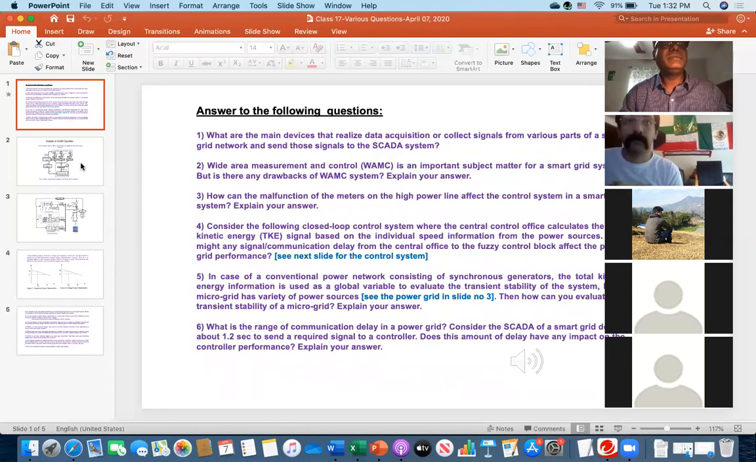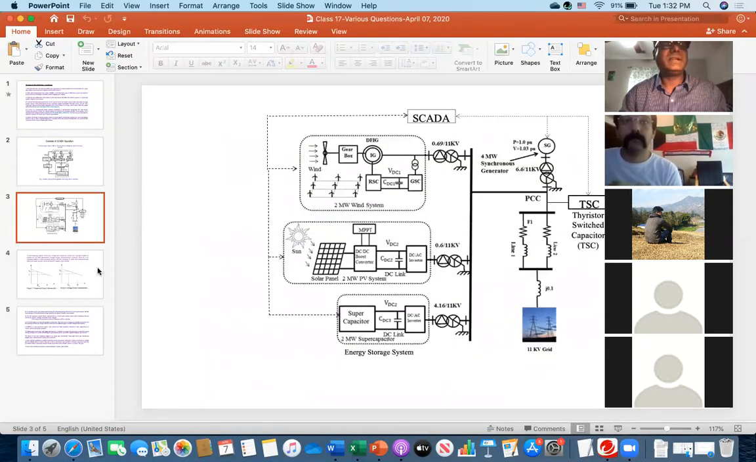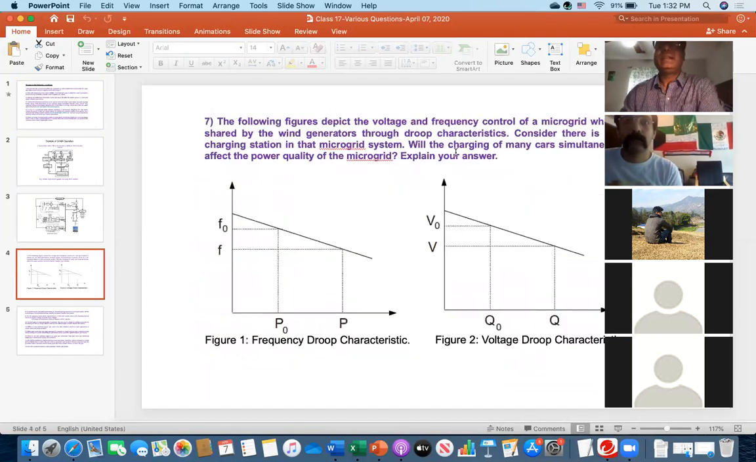Okay, so moving forward, this is the third slide. Here is question number 7. Question number 7 states, the following figures depict the voltage and frequency control of a microgrid while power is shared by the wind generators through droop characteristics. So this means figure 1 and figure 2 are showing the frequency droop characteristics and voltage droop characteristics. Okay, so first let's finish the question.